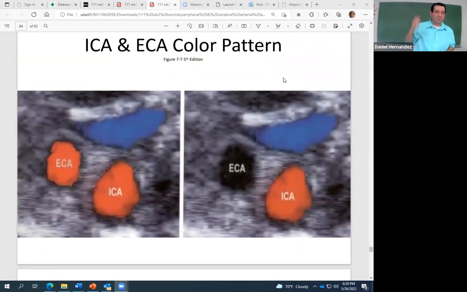Also with our color pattern, so we said that ECA is high resistance, so we may have that momentary period where we see no flow within that vessel. It could be a portion of diastole where blood flow is either absent or retrograde. So we may get some momentary period where there is no blood flow within that ECA, whereas the ICA maintains that continuous forward flow. So there's always going to be color within that vessel.